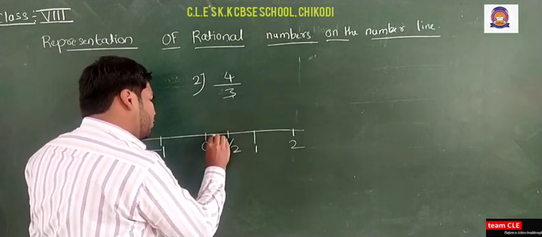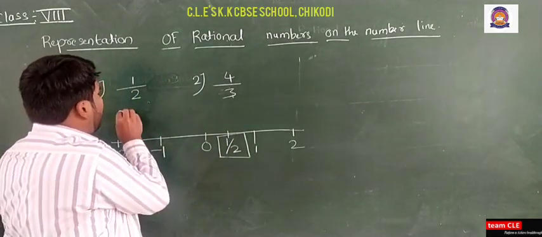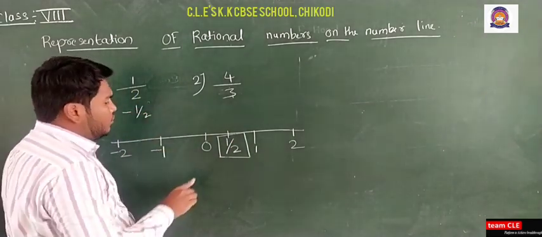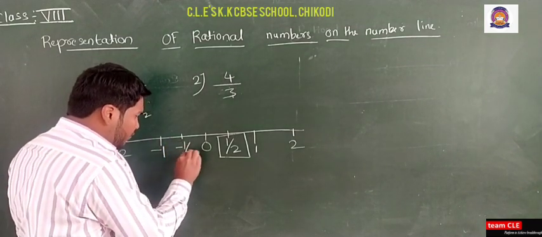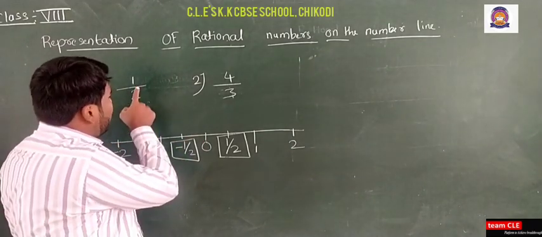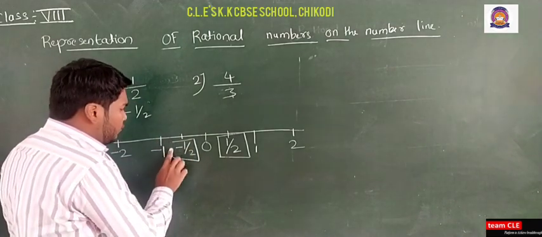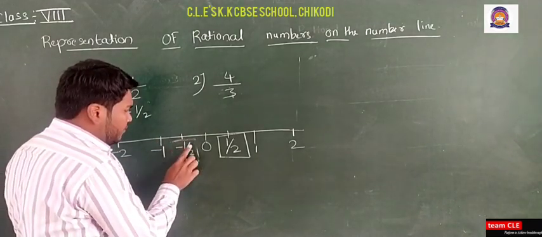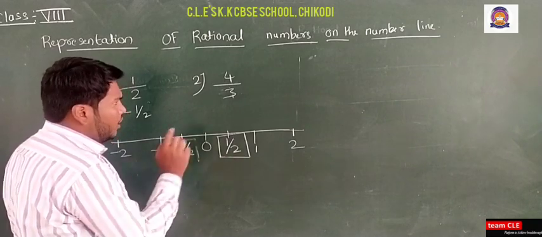I will plot this on a number line. If I similarly want to plot minus 1 by 2, between 0 and minus 1 it will come as minus 1 by 2. They only told us to find 1 by 2 on the number line, so I have plotted 1 by 2 on the number line.